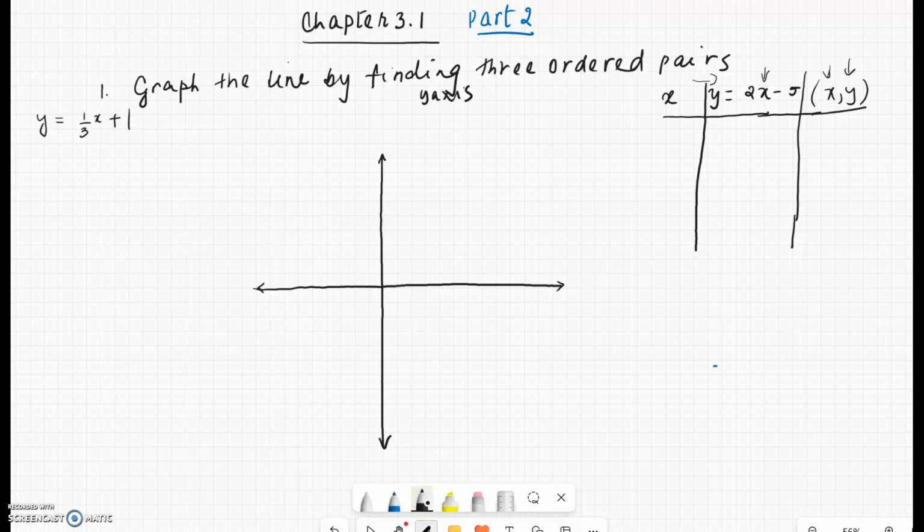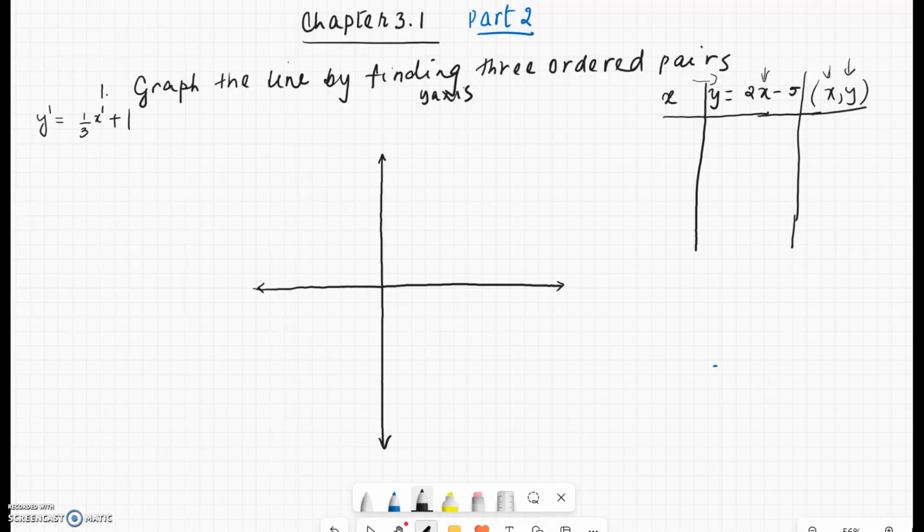So we have another equation here, y equals 1/3 x plus 1. How do we know it's a straight line? The exponent on x and y is 1. Now the question says find 3 ordered pairs, which is 3 points on the straight line.